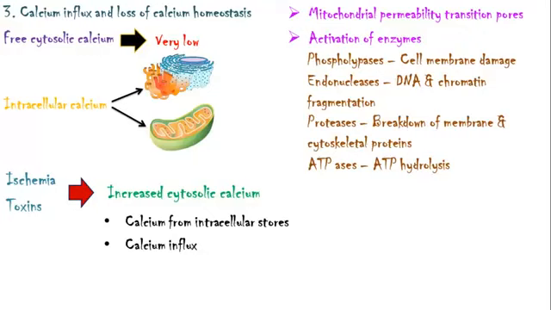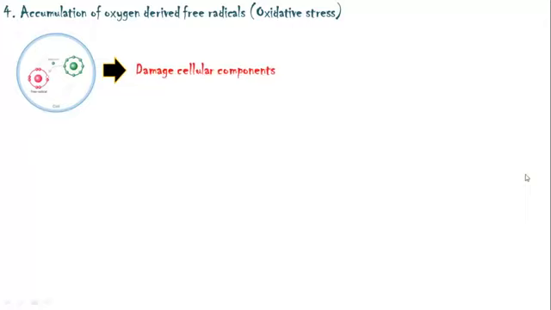Calcium ions also activate apoptotic proteins and enzymes and promote apoptosis. The fourth mechanism is accumulation of oxygen-derived free radicals, also known as oxidative stress. Free radicals contain unpaired electrons and they are highly unstable.